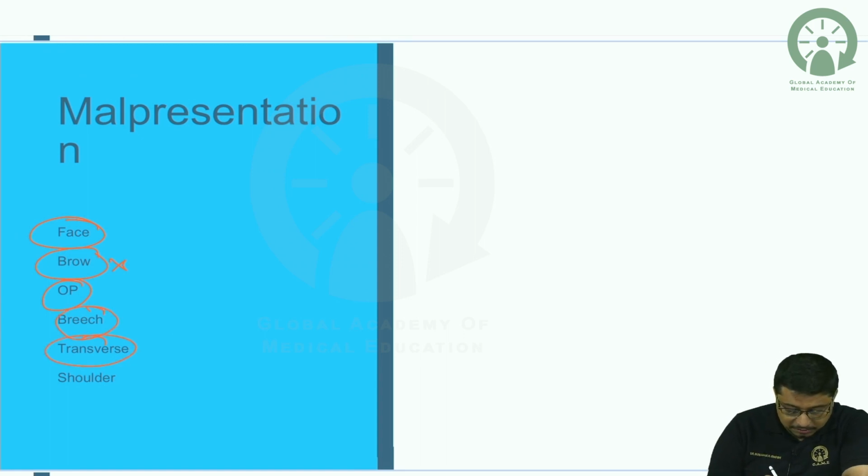Breech, transverse, again goes for cesarean or external cephalic version. And shoulder presentation also goes for cesarean. Breech can go for breech vaginal delivery, or ECV and cephalic delivery, or cesarean, right?